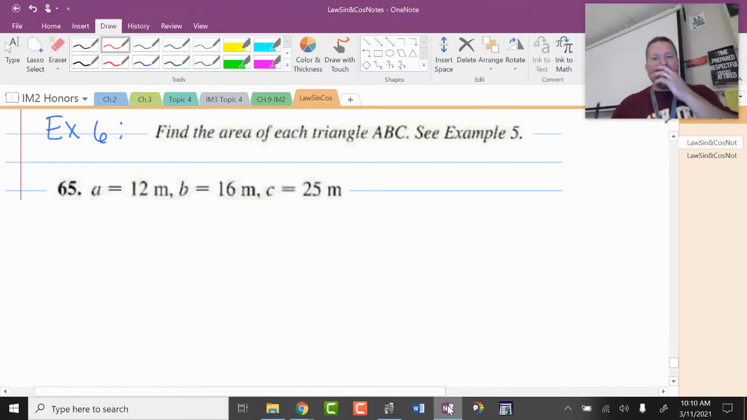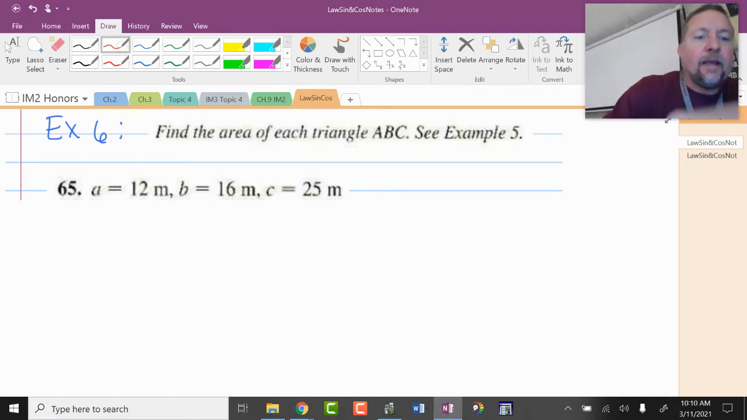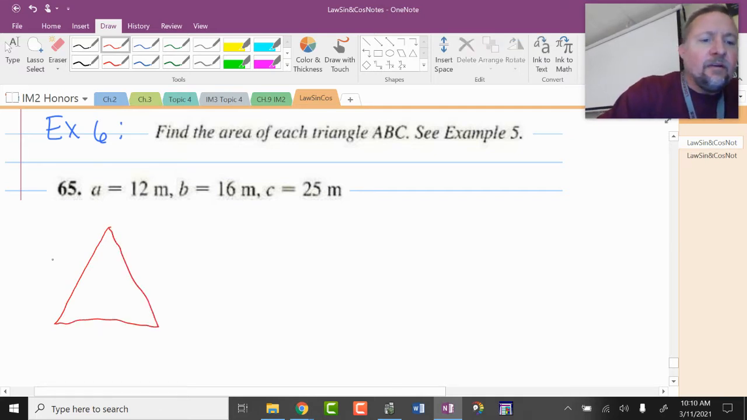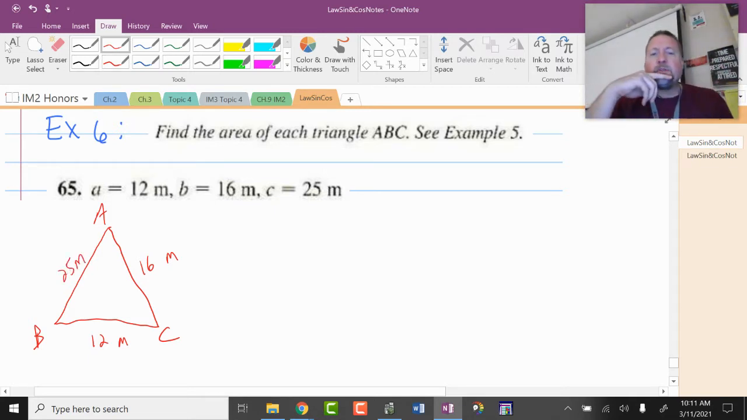As promised, here's our second area video. To be quite honest, we can actually survive using the formula from the first area video, using that sine idea. Here we have triangle ABC, where A is equal to 12, B is equal to 16 meters, and C is equal to 25 meters. Okay, so my other formula, that's how I'm going to approach this first.